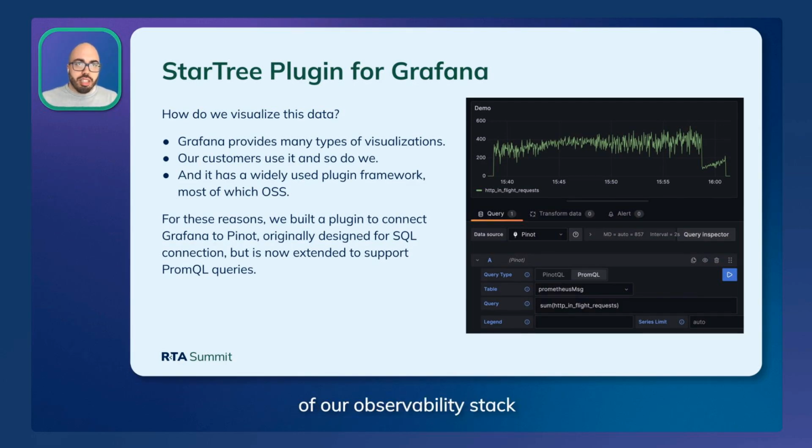The final piece of our observability stack is the visualizations, and we chose to go with Grafana for this piece. Grafana for StarTree is something that we've been using for a while. We're very familiar with it, and our customers do as well. So for that point, it's a very good product fit for our customers. Grafana also provides all the visualizations that we're going to need and many more, and it gives the dashboarding tools.